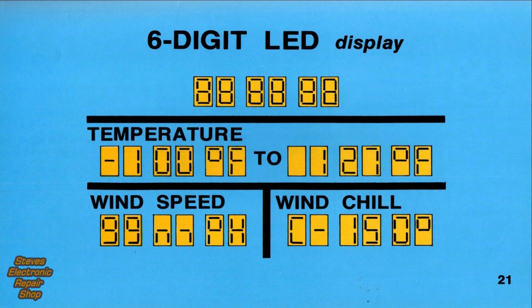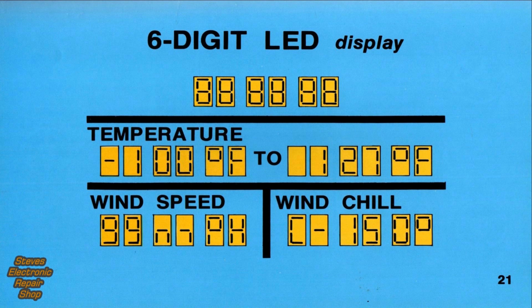Frame 21. For the display, we've selected 6 7-segment LEDs. While we're talking about displays, we might as well confirm the format for each. As shown in the center, temperatures below 0 will be indicated with a minus sign, while those above 0 will be displayed as shown on the right. Wind speed will be formatted as shown on the bottom left in miles per hour.